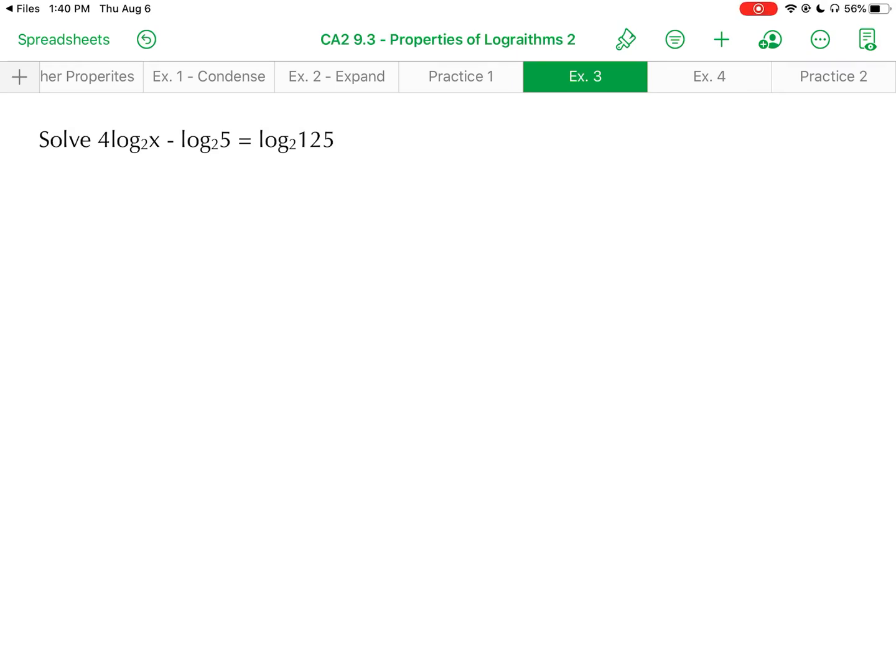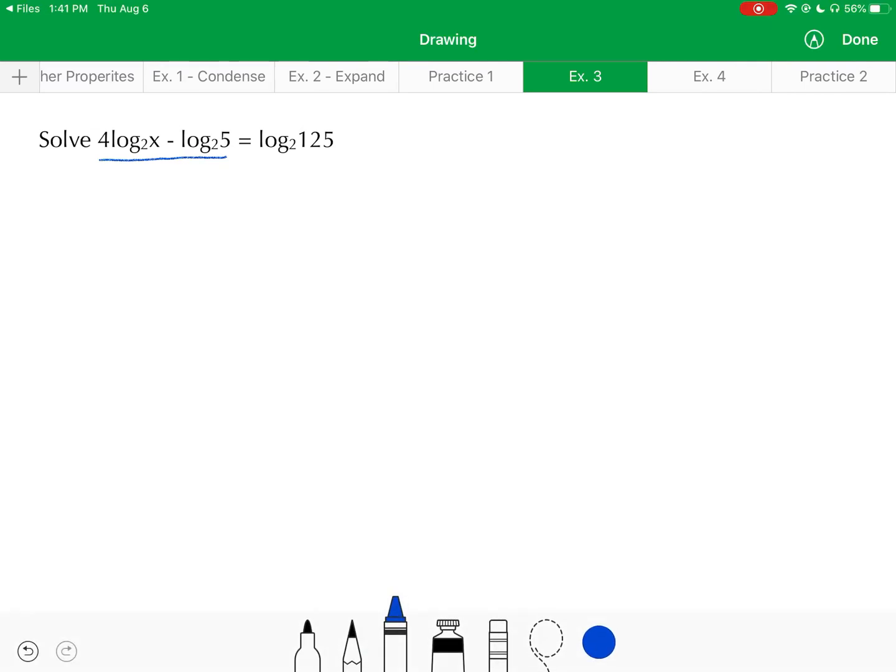All right, now that we've covered properties of logarithms, we can solve some more sophisticated logarithmic equations using those properties, okay? So here I'm asked to solve the equation 4 log base 2 of x subtracted by log base 2 of 5 equals log base 2 of 125. And what I'm noticing here is that the left side of this equation has two logarithms to it.